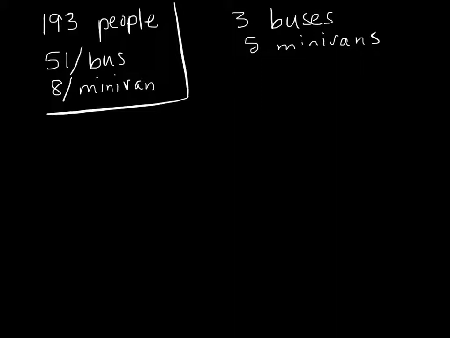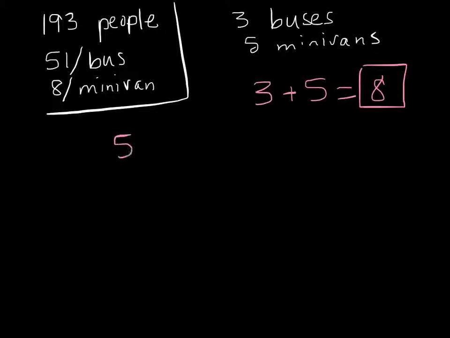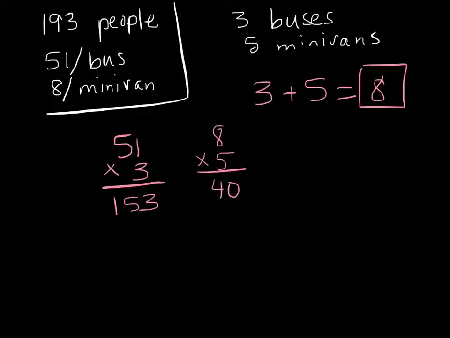Okay, I'm not comfortable until we check that. I ran out of room on the other slide, so I just want to make sure we're good. We have 8 drivers, so 3 plus 5 equals the 8 drivers that we have accounted for. Now I get 51 people per bus, so 51 times 3 is 153. Then I get 8 per minivan, so 8 times 5 is 40. So 153 plus 40 is 193. So we're going to get the right amount of people. Everyone can get to the trip. I just wanted to make sure. Okay, so this is my check for the previous problem.